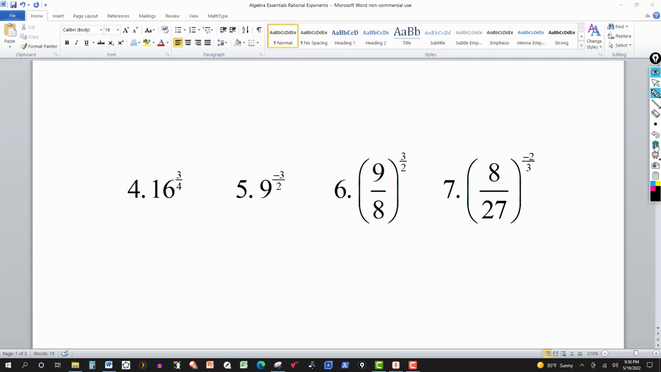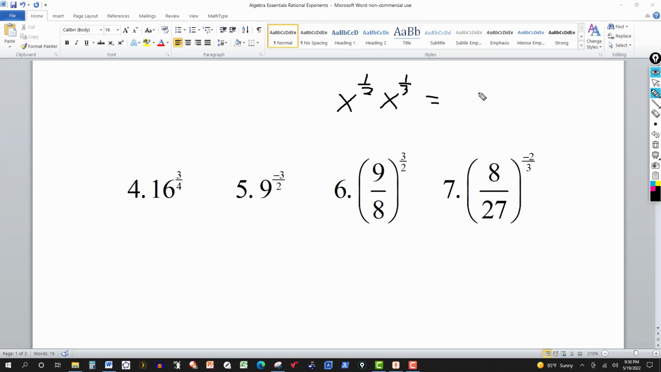Now keep in mind that when you're working with rational exponents, the rules are still going to be the same. If you have, say, x to the 1/2 times x to the 1/3, the rules are still the same. Multiplying powers with the same base, you add the exponents. If you're dividing powers with the same base, you subtract the exponents. Power to a power, you multiply.